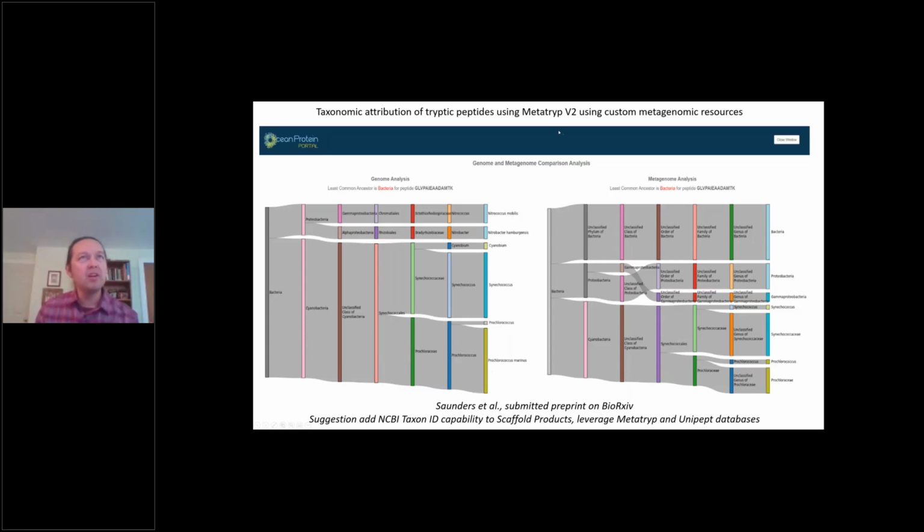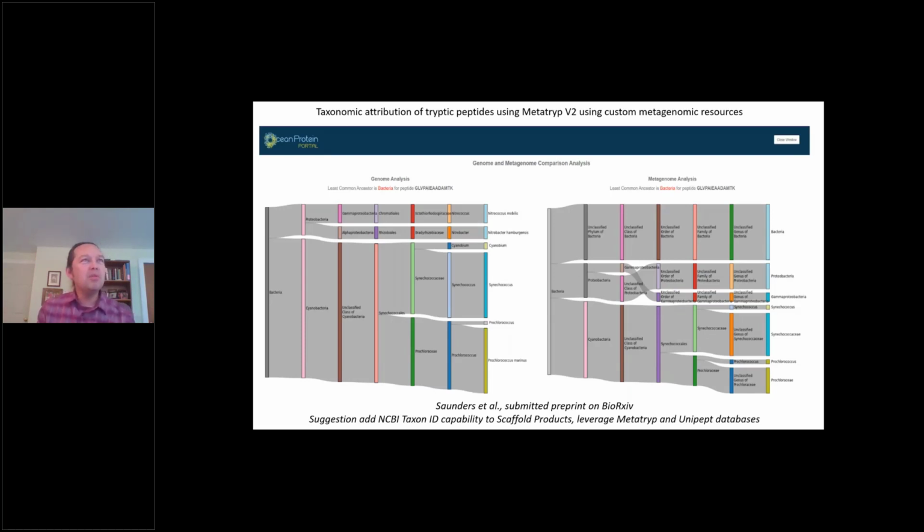There's a parallel product called Unipept, and the difference between the two is that Metatrip really allows you to have specialized sequencing assemblies, so MAGs and single amplified genomes and metagenome amplified regions. Whereas Unipept is primarily curated model organisms, and so that's why we had to create this product. But it allows us to dig down and figure out whose peptide is whose.